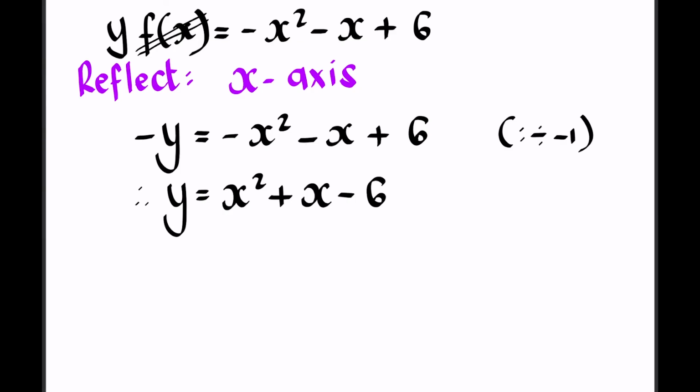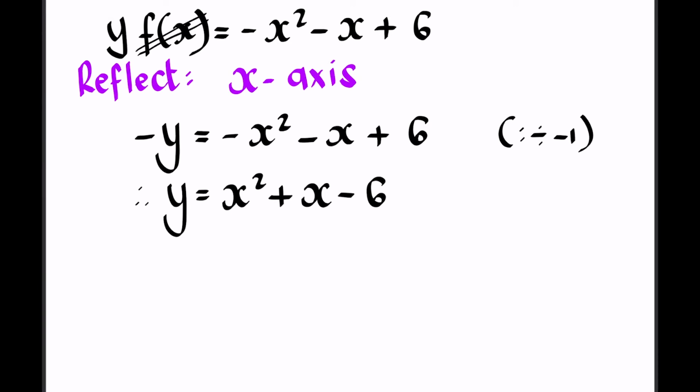But you can actually see that by changing the y sign, a reflection over the x-axis actually changes everything on the right-hand side of the equation. Whereas if it was a reflection about the y-axis, only the signs of the x's would change. So now I have my equation y is equal to x squared plus x minus 6, and I've done the reflection.